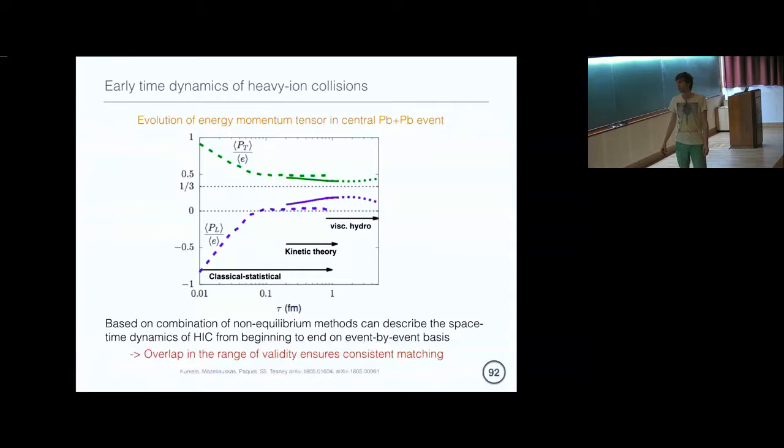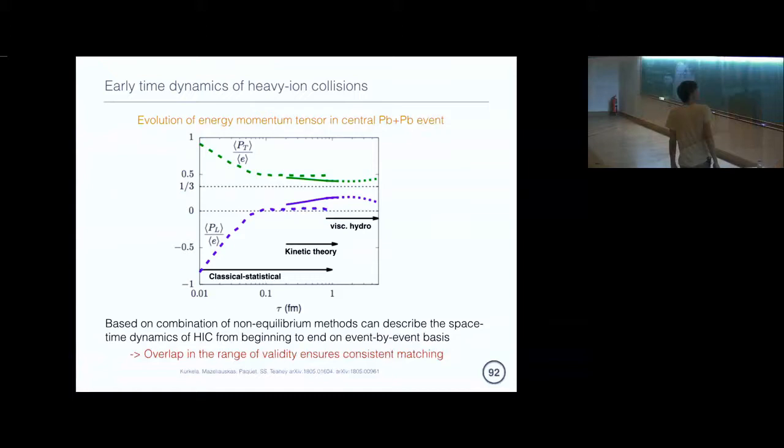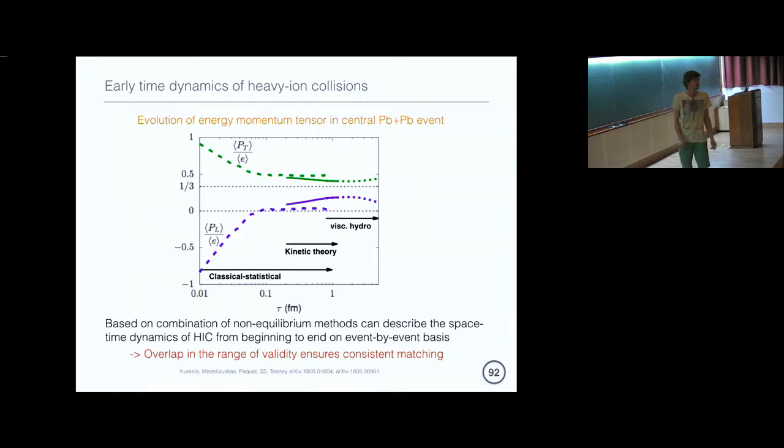And so this is really putting what we've learned into use, namely combining some of the technology that we have developed. You can really describe the space-time dynamics of such a system from beginning to end, and you can actually do this on an event-by-event basis. And in order to make sure that these different curves match to each other, it's extremely important that they have an overlap in the range of validity, both matching classical statistical to kinetic theory and also kinetic theory to viscous hydrodynamics.